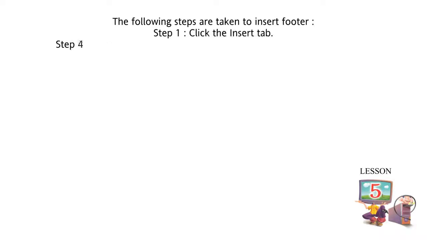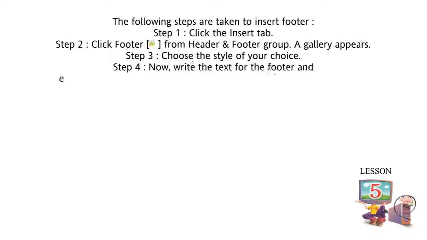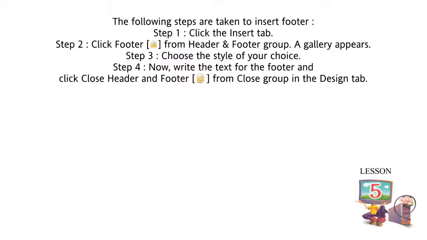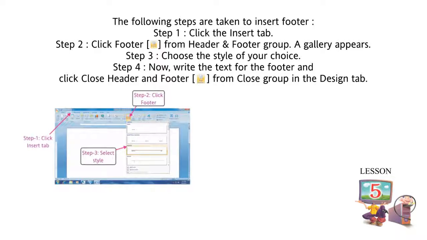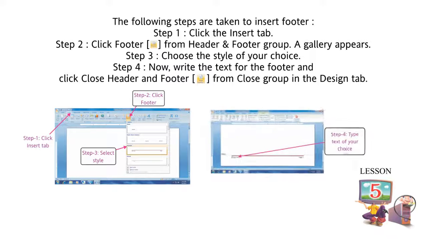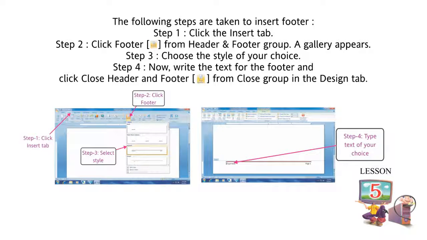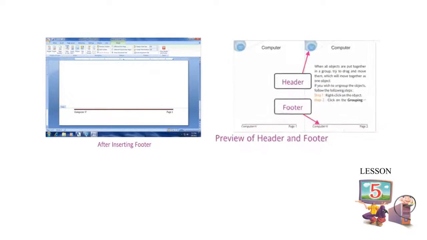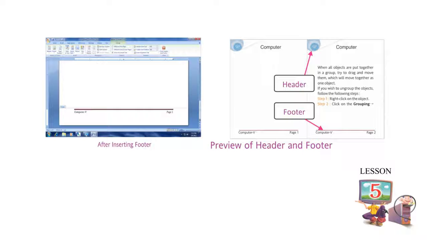The following steps are taken to insert footer. Step 1. Click the Insert tab. Step 2. Click Footer from the Header and Footer group. A gallery appears. Step 3. Choose the style of your choice. Step 4. Now write the text in the footer and click Close Header and Footer from the Close group in the Design tab. After inserting footer, header and footer.